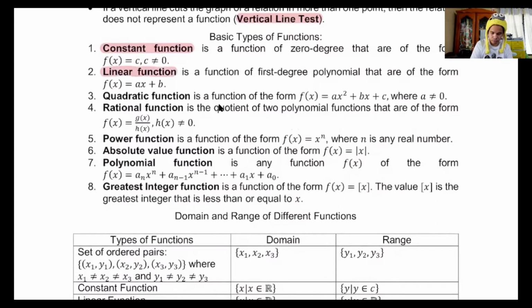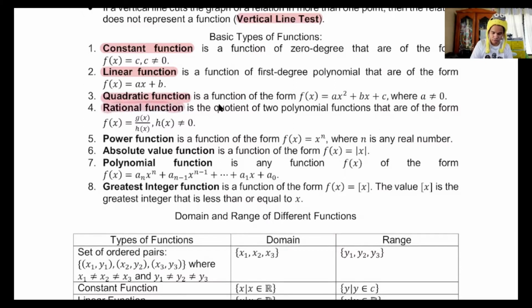Linear function. You are familiar with this because you already had this lesson way back in grade 7. It is a function of first degree polynomial that is of the form f of x equals ax plus b. Next, quadratic function. It is a function of the form f of x equals ax squared plus bx plus c, where a must not be equal to 0. For quadratic function, you are already knowledgeable with this because it was discussed to you in grade 9.